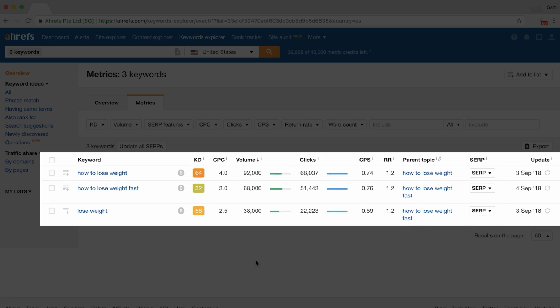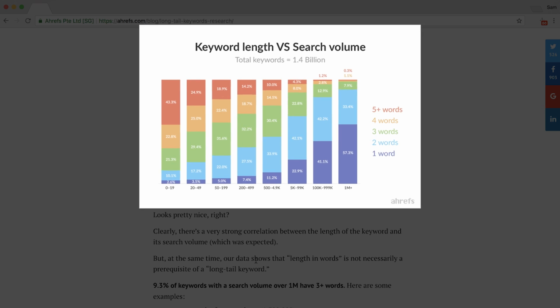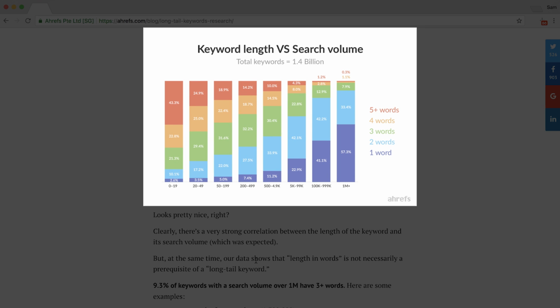If you look at these 3 keyword phrases in Ahrefs Keywords Explorer, you'll see that the 4 and 5 word phrases have significantly more search volume than the 2-word phrase, lose weight. And I'm not just picking a topic that I know fits the bill. In fact, we studied 1.4 billion keywords and found that 9.3% of keywords with over 1 million monthly searches have 3 or more words. And if you look to the other side of the graph, you'll see that there are still a good number of unpopular one-word keywords that have less than 50 searches per month as indicated in purple.